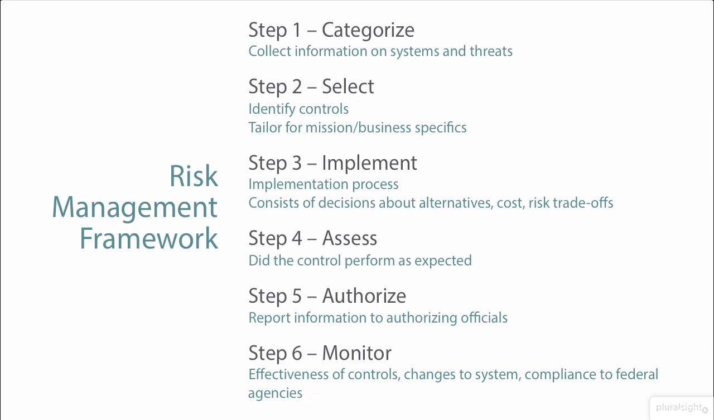Now, one thing I want to remind you about is that it's not that we do these 6 steps and then stop. No, it's that we do these 6 steps and we go right back to the first step. That's part of monitoring the effectiveness and changes to the system right there. Changes to the system sends us right back to step 1. If any change occurs, let's categorize, find out what threats are available. Then we go back to selecting it, implementing, assessing, authorizing, and monitoring again. So this is an important framework to follow through.